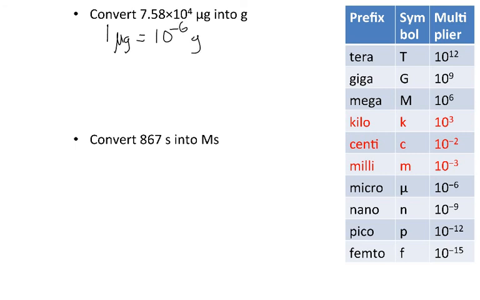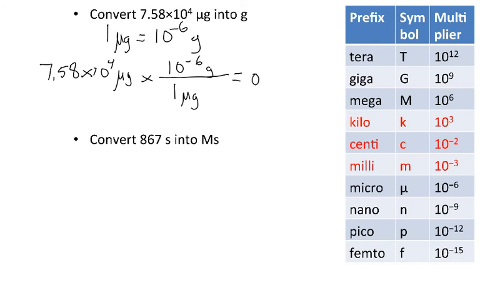So then I write the number I'm trying to convert: 7.58 times 10 to the 4th micrograms. And because I'm starting with micrograms, I need to put micrograms on the bottom. So I take my 1 microgram and put it down here, and then that's 10 to the minus 6 grams. And so when I multiply that out, I get 0.0758 grams because the micrograms have canceled. I'm left with just grams.